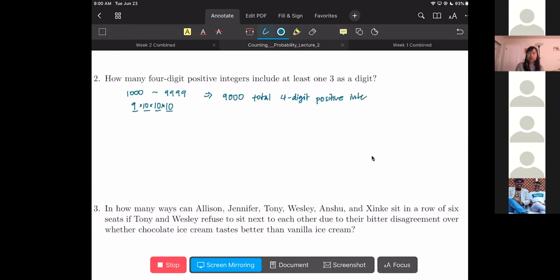And then in this case, what's the complement that we're counting? We're looking for all the ones that don't have a 3. Right, so we want to look at how many 4-digit numbers have no 3. So how can we count this one?